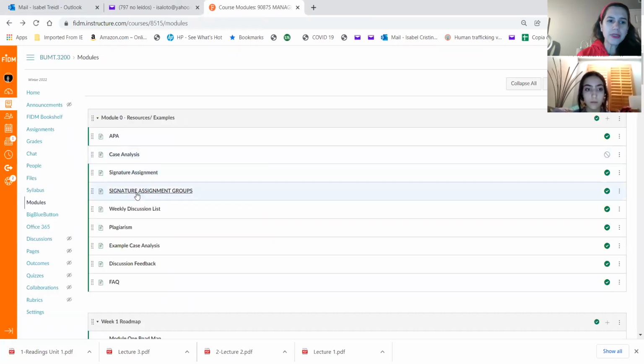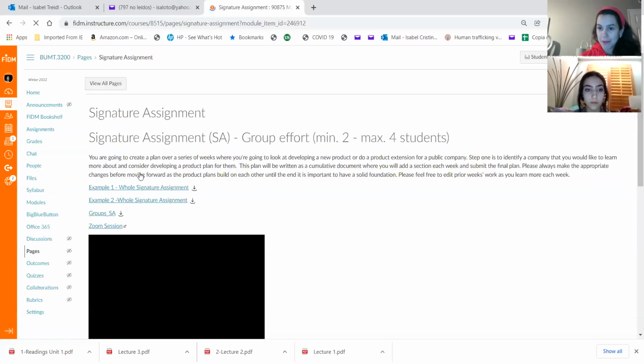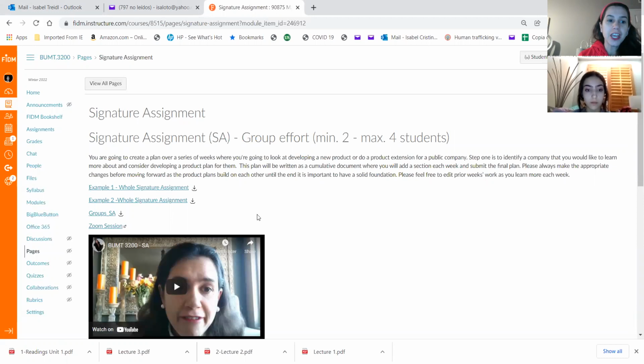Moving forward with this module 0, we have the signature assignment, which is what we're going to talk about today. With the signature assignment, I uploaded already 2 examples of what the whole document is going to be at the end. The whole paper is going to look like these 2 different documents. And the idea is to select a company that needs to be a public company.